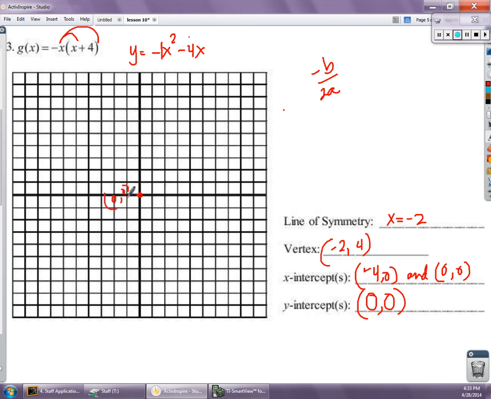Vertex is at negative 2, 0. Negative 2, 4. 2, 3, and 1, 2, 3, and 4. And negative 4, 0. 1, 2, 3, 4.